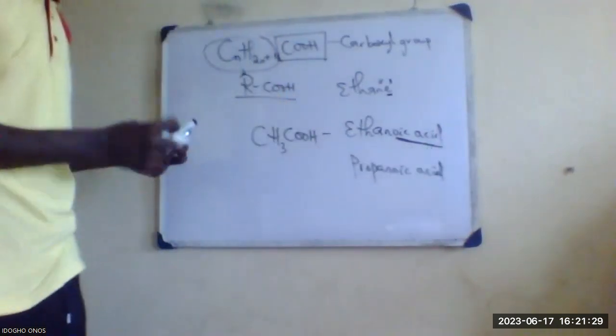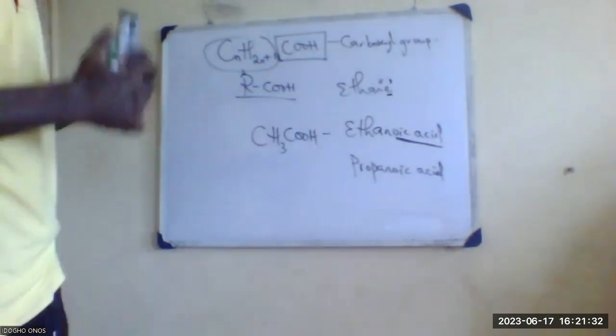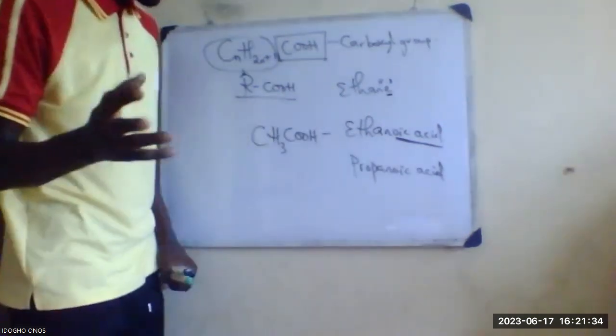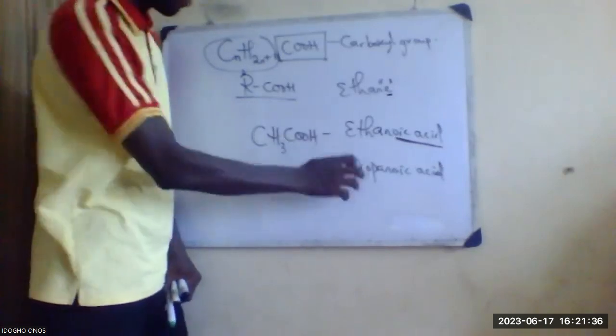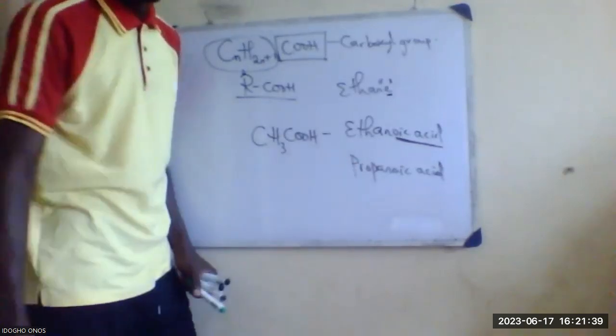Are you with me? Yes. Okay, let's do something now. Let's look at how it will be very, very easy. Propanoic acid, prop. How many carbon atoms is that?